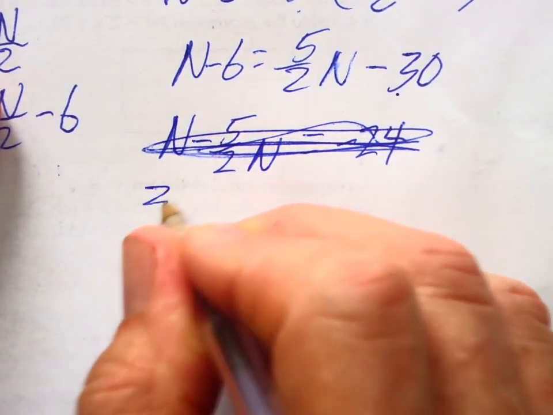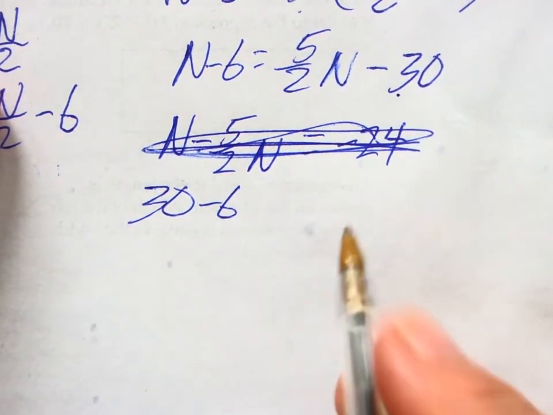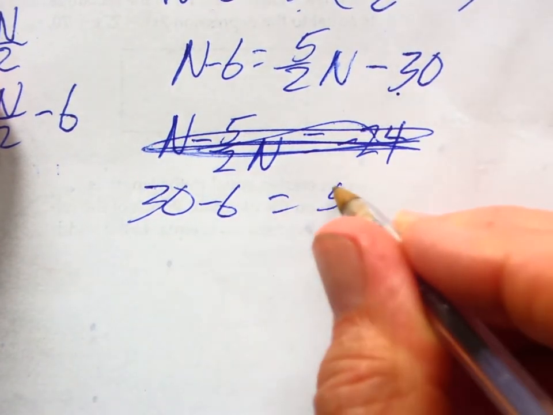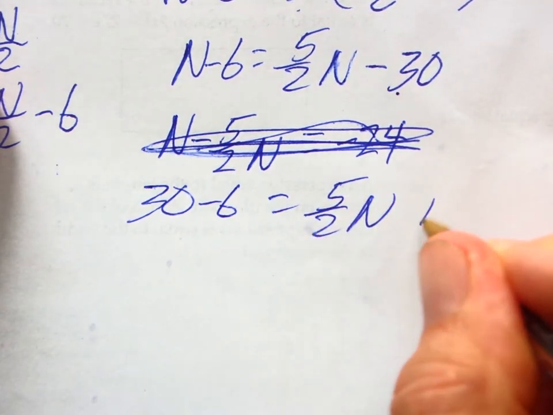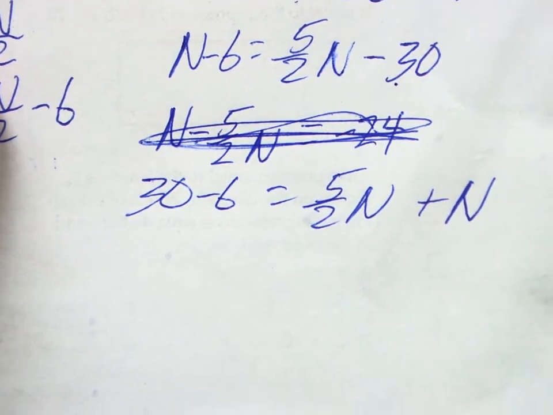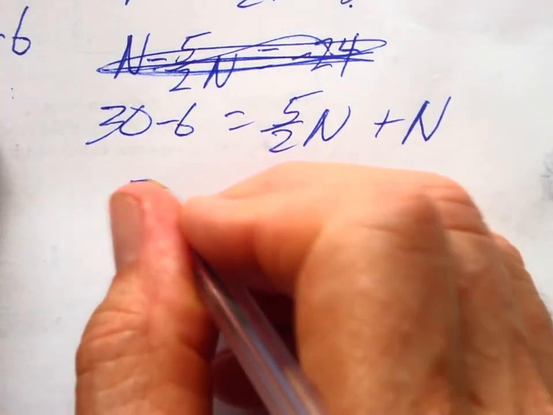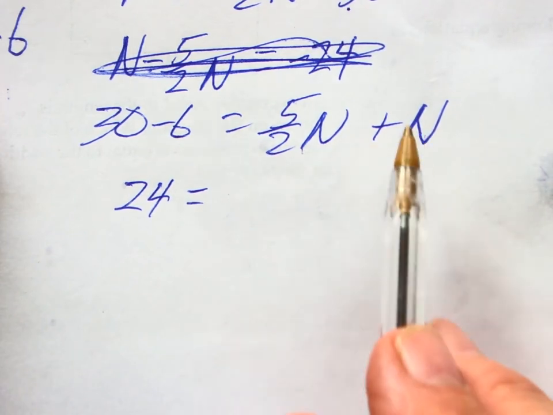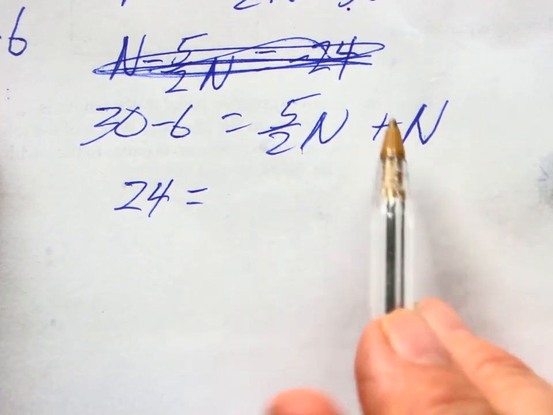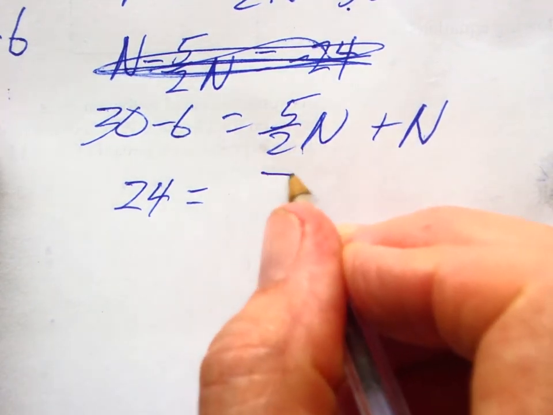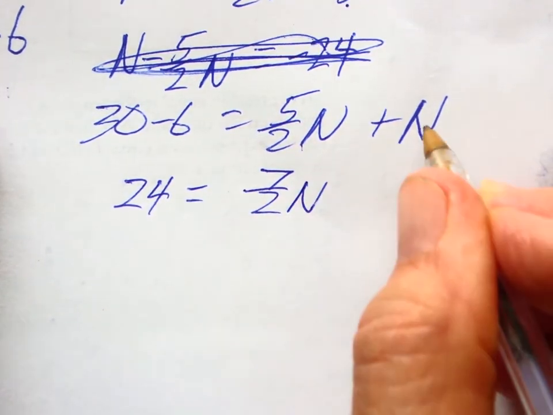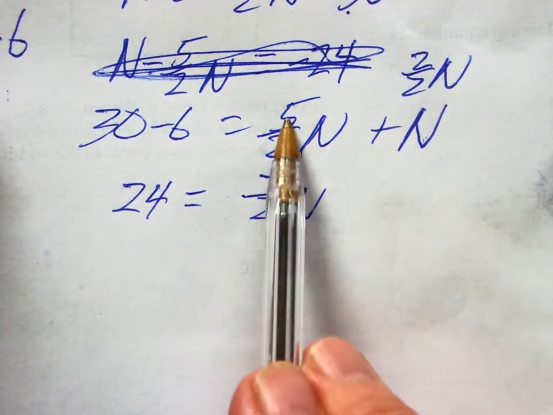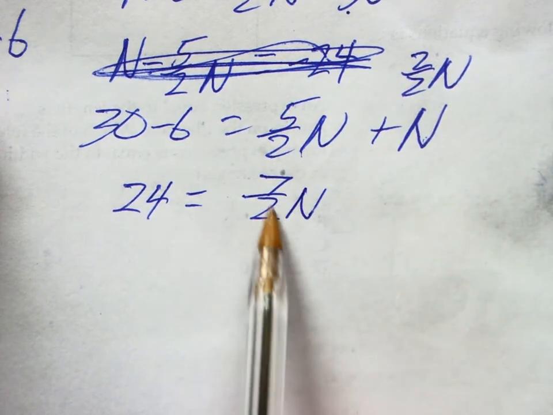So we end up with 30. We add 30 to both sides, and we subtract an n, so the n disappears. It goes on the other side. 5/2 n plus n. 30 minus 6 is 24. Now 5/2 n is the same as 2/2 n. So you get 5 and 2, you get 7/2 n. This is the same as 2/2 n. So we can add 5/2 and 2/2 and get 7/2 n.